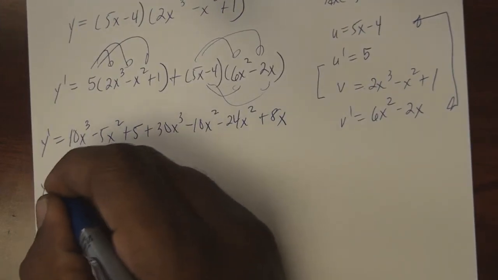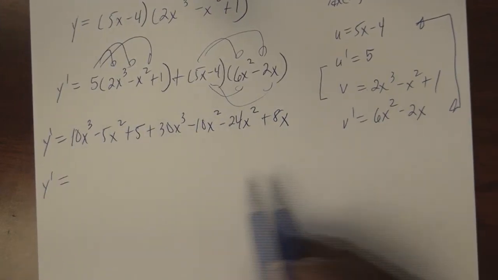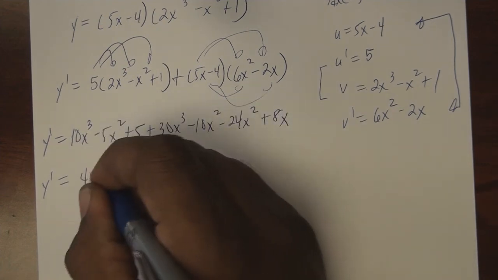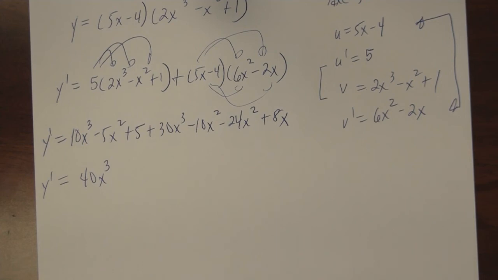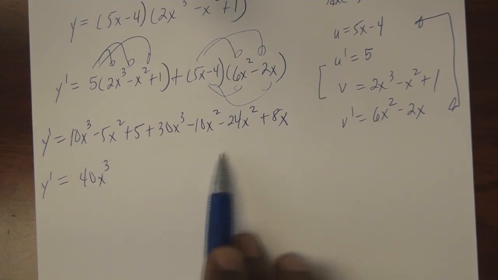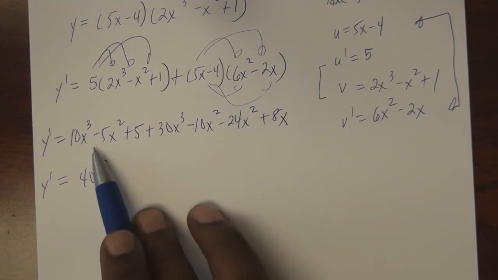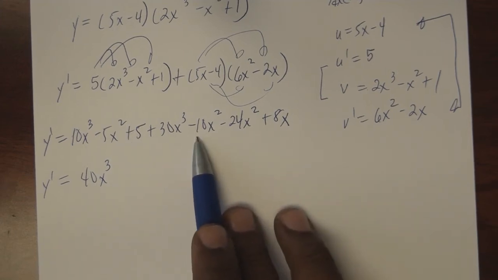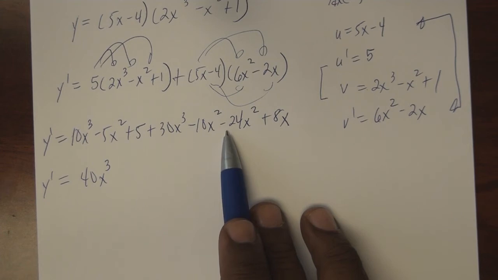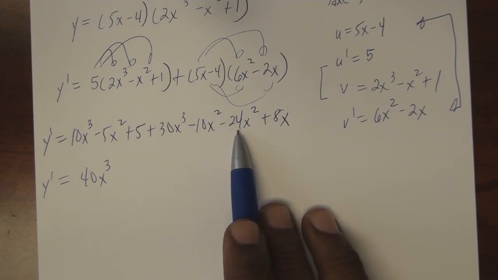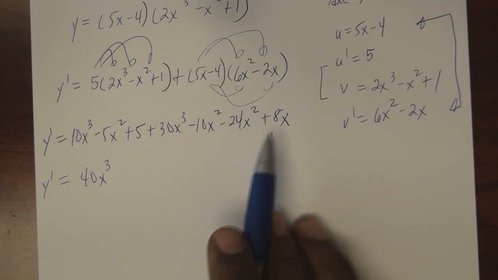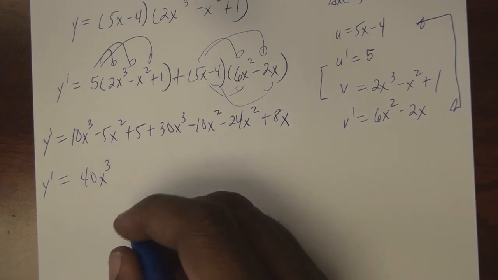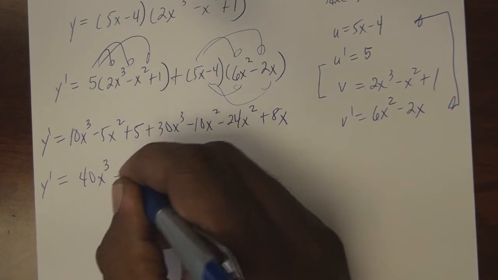We'll now combine like terms. So 10x to the third plus 30x to the third is 40x to the third. We'll combine our squares. Negative 5x squared minus 10x squared is negative 15x squared. Minus 24x squared gives us a total of negative 39x squared.